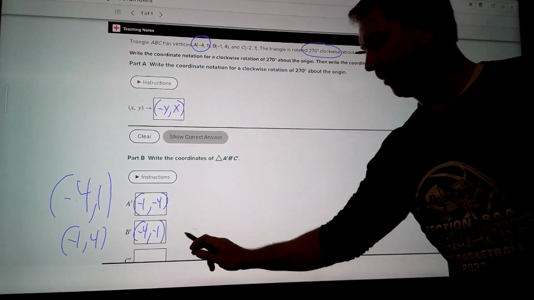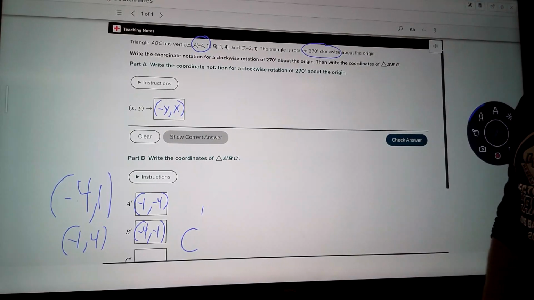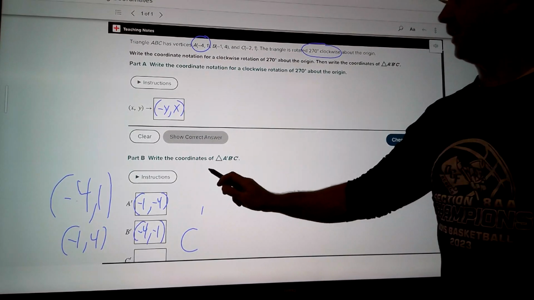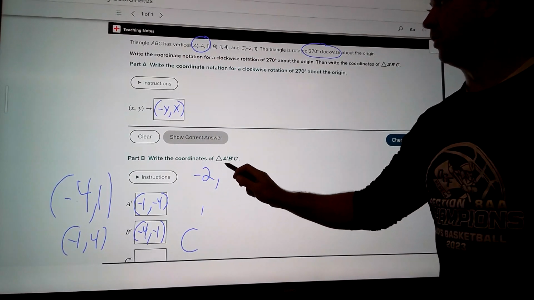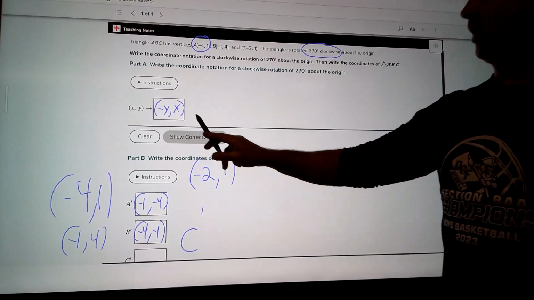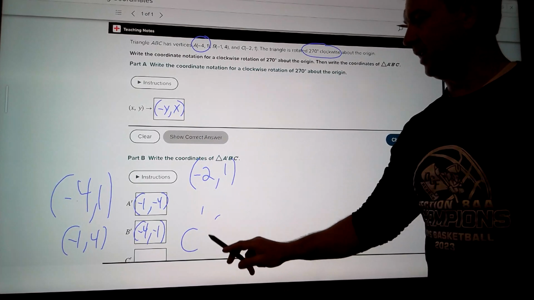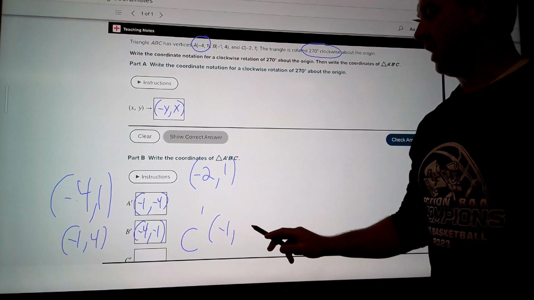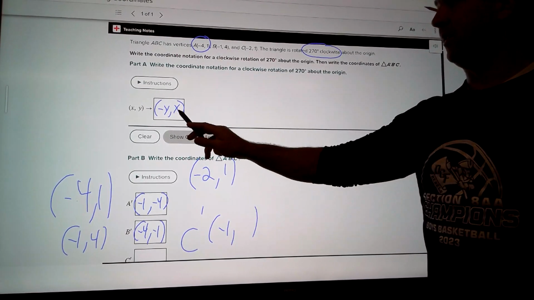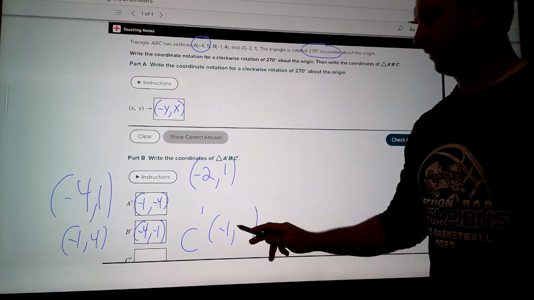Let's put C prime over here. Can I run out of room? C prime. Now C was at a negative 2, 1. I want to take the opposite of what y was. The opposite of 1 would become negative 1. And my y is what the x was, negative 2.